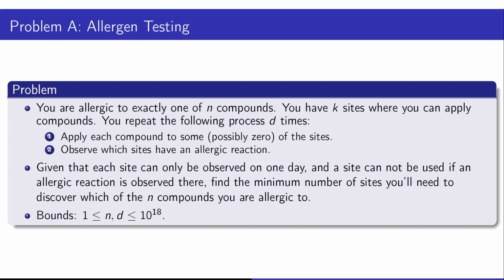Given that each site can only be observed on one day, and a site cannot be used if an allergic reaction is observed there, compute the minimum number of sites you'll need to discover which of the compounds you are allergic to. In this problem, both the number of compounds and the number of times you repeat this process can be very large, up to 10 to the 18.